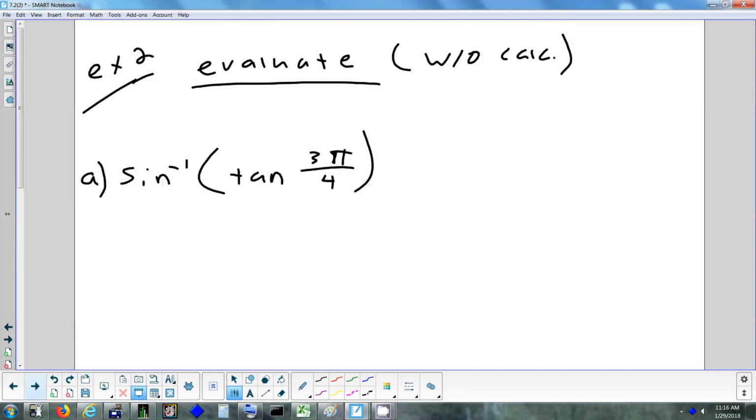Let's try this one. So this one is regular on the inside, inverse on the outside.